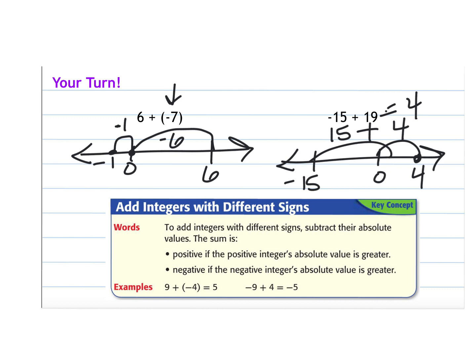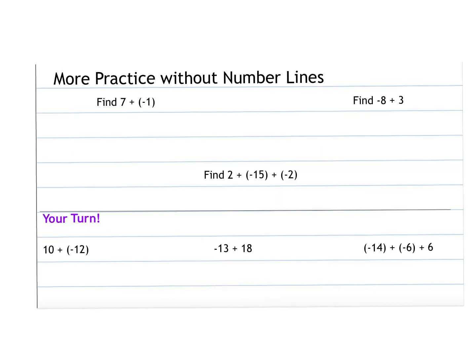Another way that we can do it is, if we're adding integers with different signs, we can subtract their absolute values. And then the sum would be positive if we have more positives than negatives, my answer is going to be positive. If we have more negatives than positives, my answer would be negative. So let's look at a couple examples on the next slide.